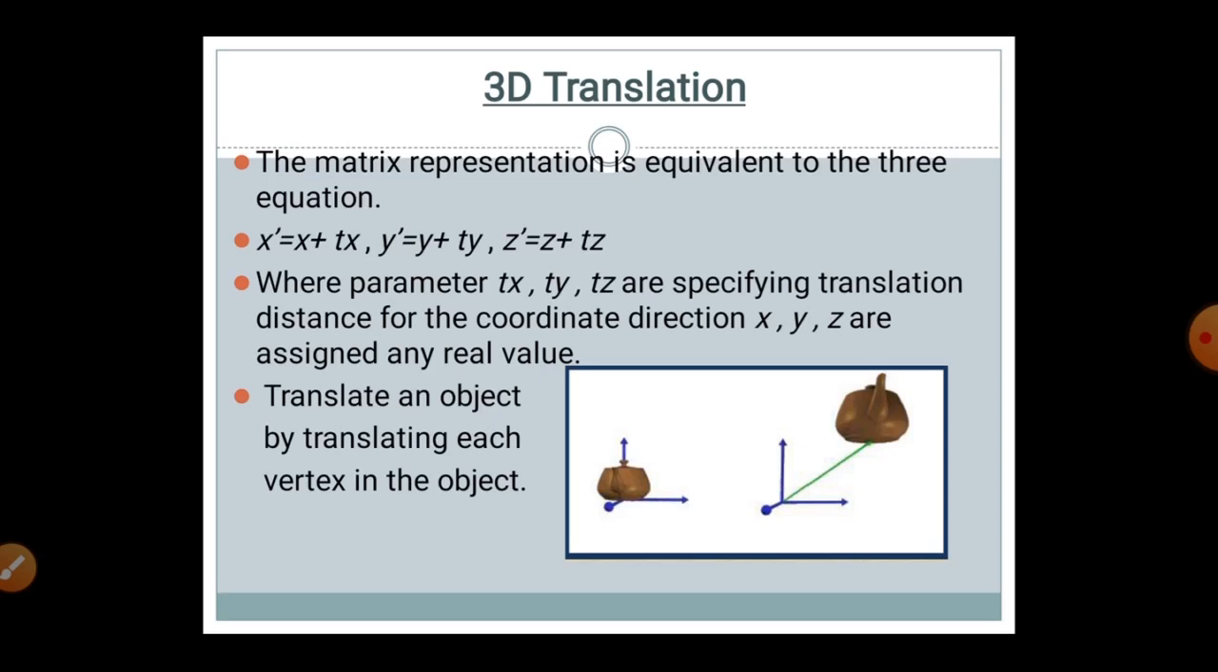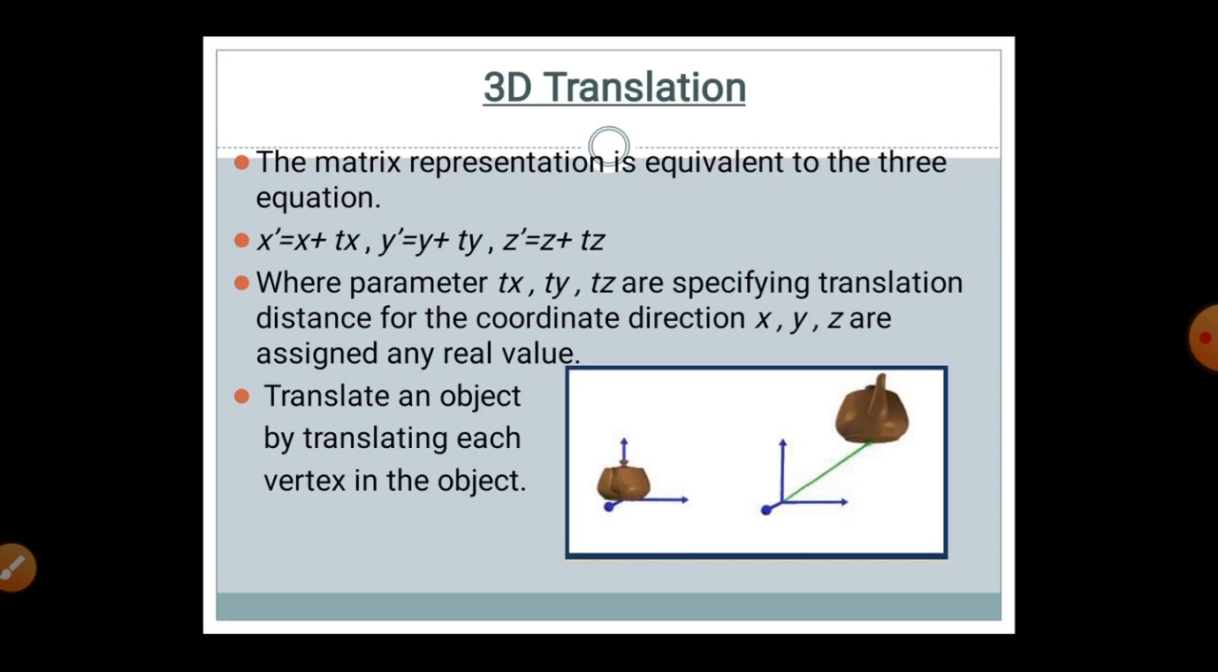As you can see in the picture, there is a kettle mounted at the origin of the 3D coordinate system, that is x, y, z. Now that kettle is moved in a particular 45 degree direction, and you can see this with the help of the green line: the kettle is now moved from its origin by a particular distance.